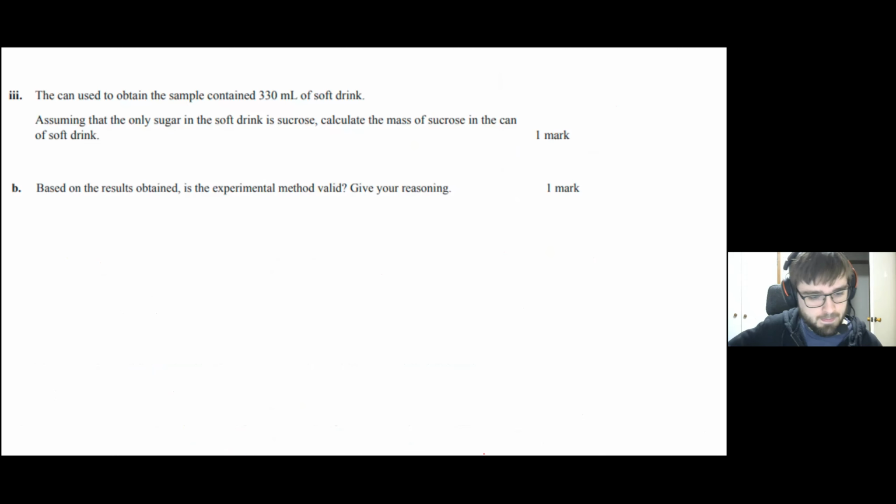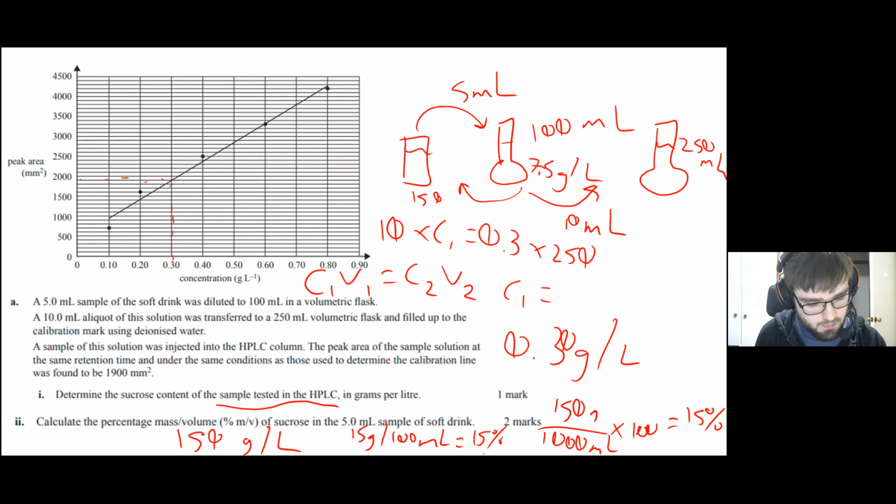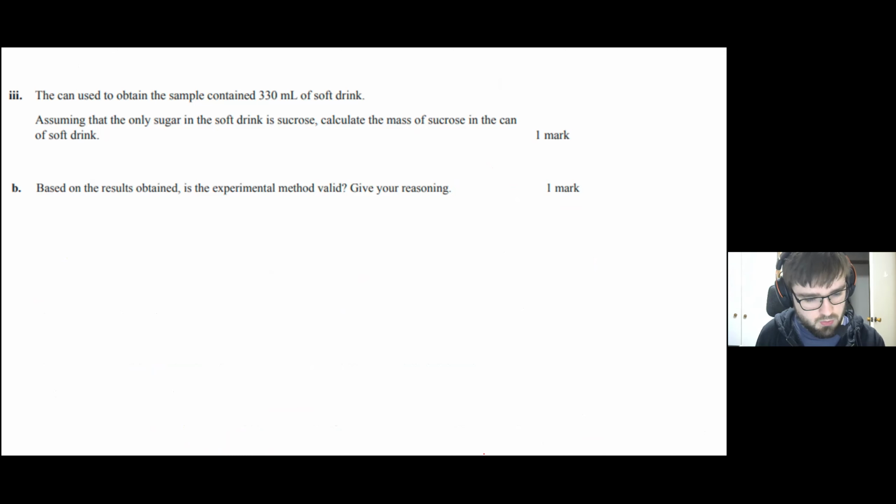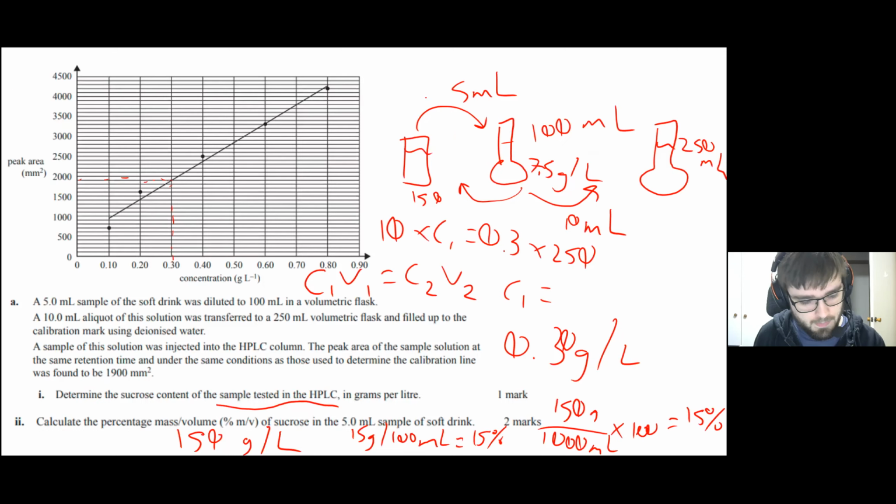All right. The can used to obtain the sample contained 330 mL of soft drink. Assuming that the only sugar in the soft drink is sucrose, calculate the mass of sucrose in the can of soft drink. All right. So I'm not quite sure why we have to assume that the only sugar is sucrose, given that we're finding the mass of sucrose. But anyway, so it was 150 grams per liter.